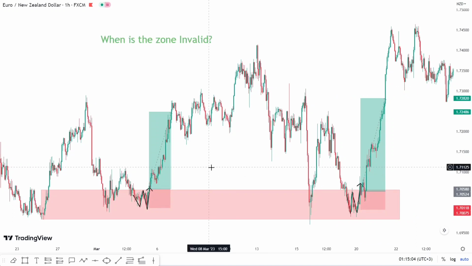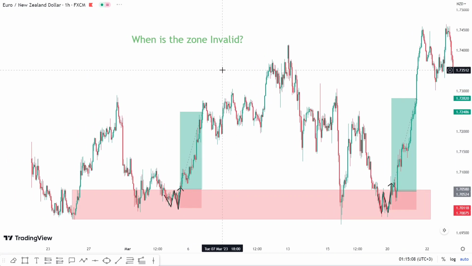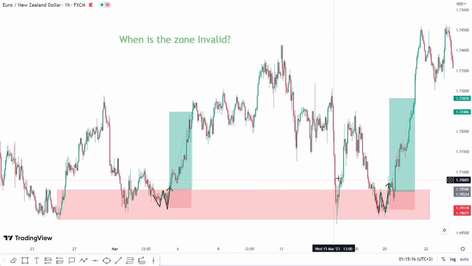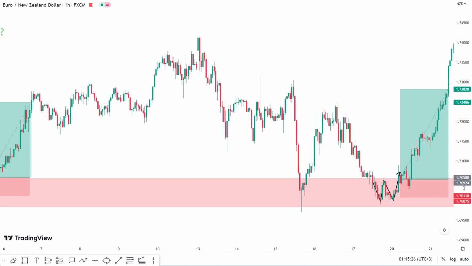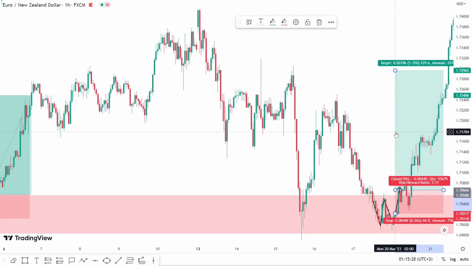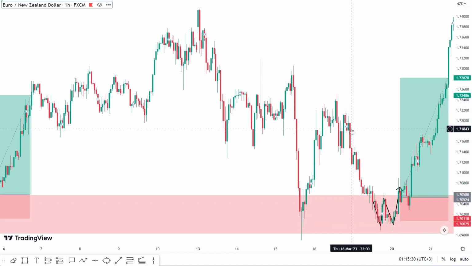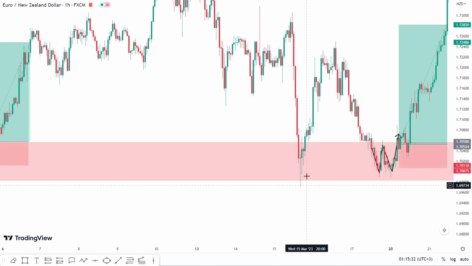Another key point: when is the zone invalid? Some people struggle to understand. It's very simple and clear, and don't confuse yourself. There is no in between. Very straight to the point. As long as the zone has not been broken below and a candlestick has not closed below, the zone is still valid. Now, if a candlestick comes and closes below the zone, like this one, this candlestick, as you can see here, it traded below the zone, right?